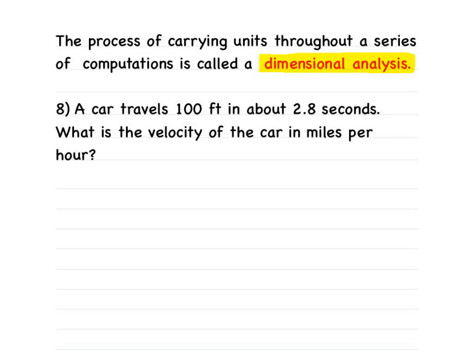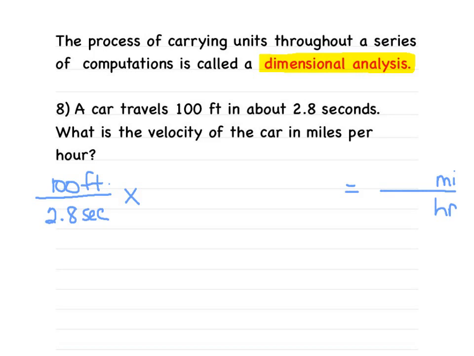Well, let's see what they give us. They give us 100 feet in 2.8 seconds. They're giving us the rate, the velocity, the rate of speed in feet per second. And what we want is to have that same velocity in miles per hour. So what we need to do is multiply the rate by conversion factors. And I'll do each one in a different color just to show you.